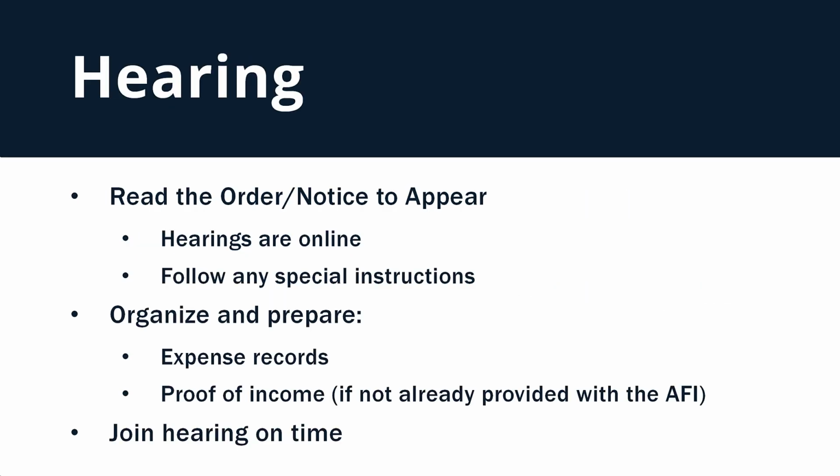If a hearing is set, you'll receive an order to appear. Read it. It will tell you how to prepare for the online hearing. The judge may have special instructions. Also, you might want to organize and bring your expense and income records in case they are challenged. And be sure to join your hearing on time.